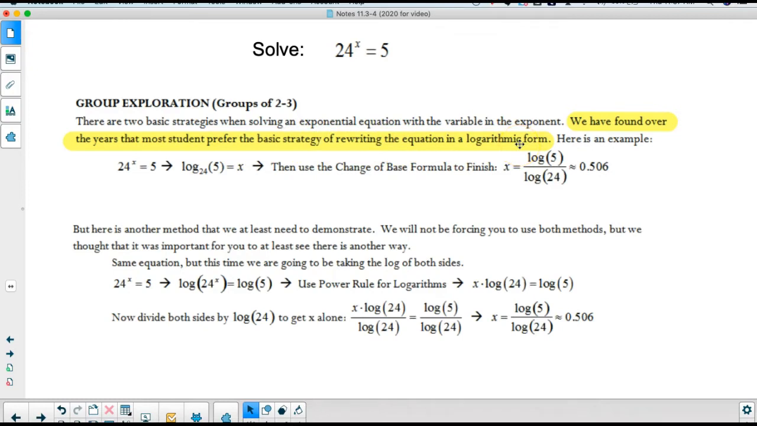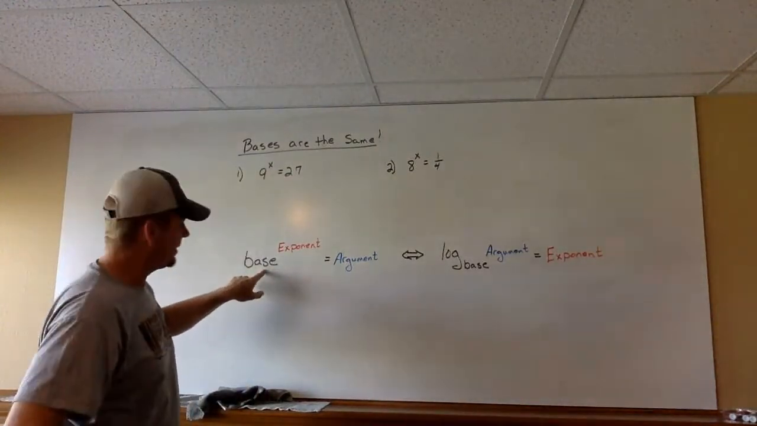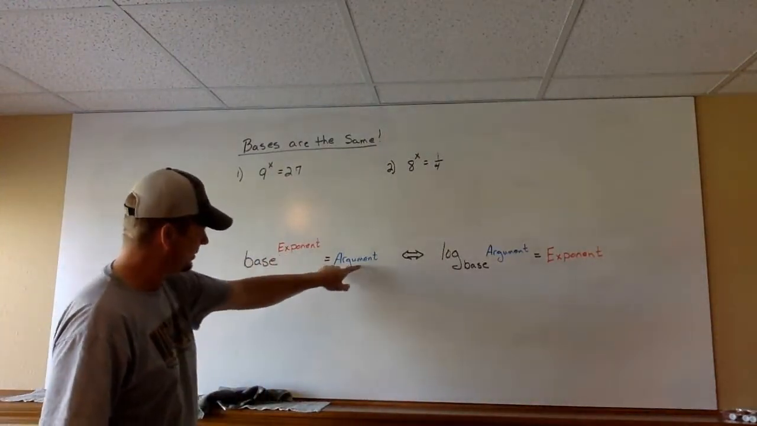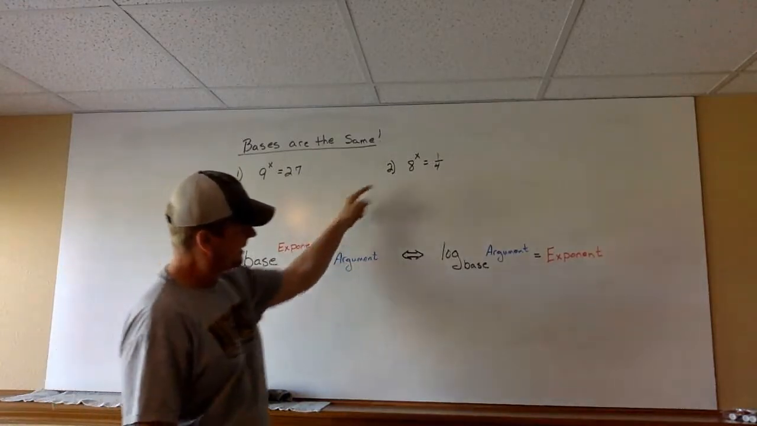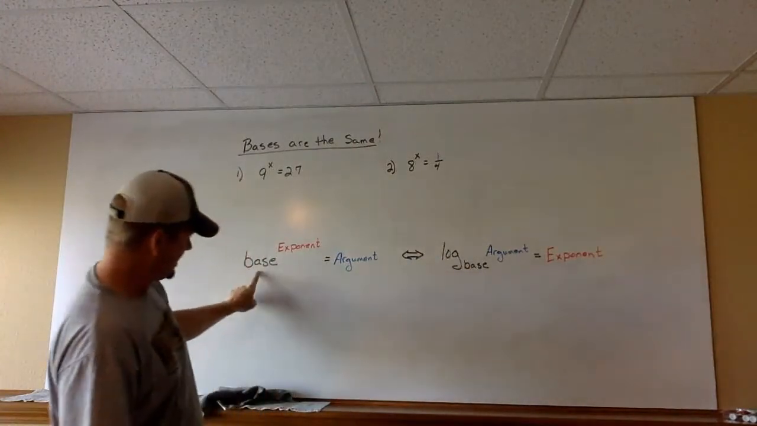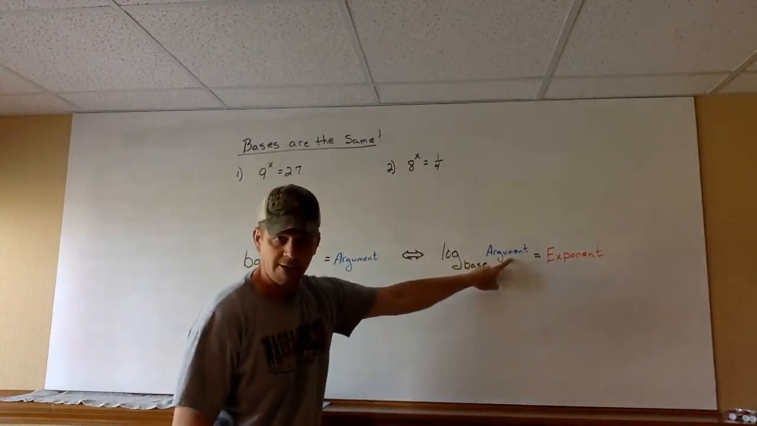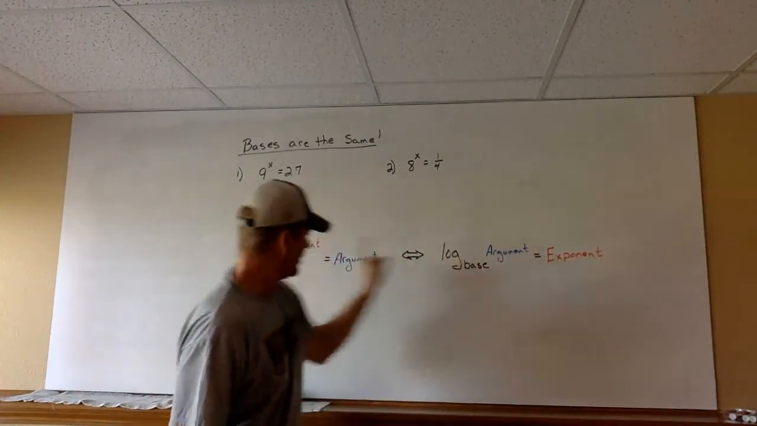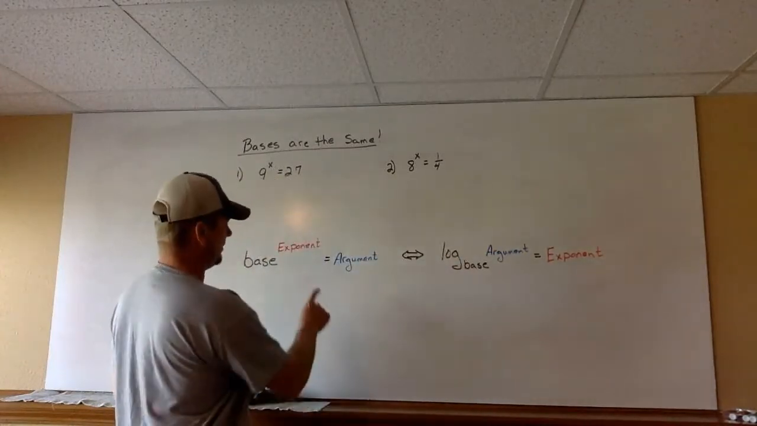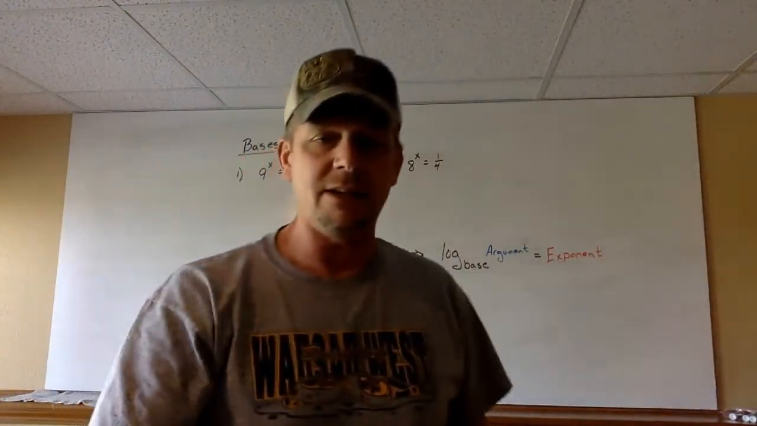We did this earlier for ACT review, and just to give you a short refresher, we have the base of an exponential equation. So we have a base and an exponent that equals an argument. If I translate that into a logarithmic equation, we have log. The base of the exponent goes in the base of the log. The argument goes inside the log. And the log equals the exponent. So we're going to need to be able to flip from exponential to logarithmic, and logarithmic to exponential, in order to solve these equations. Okay?